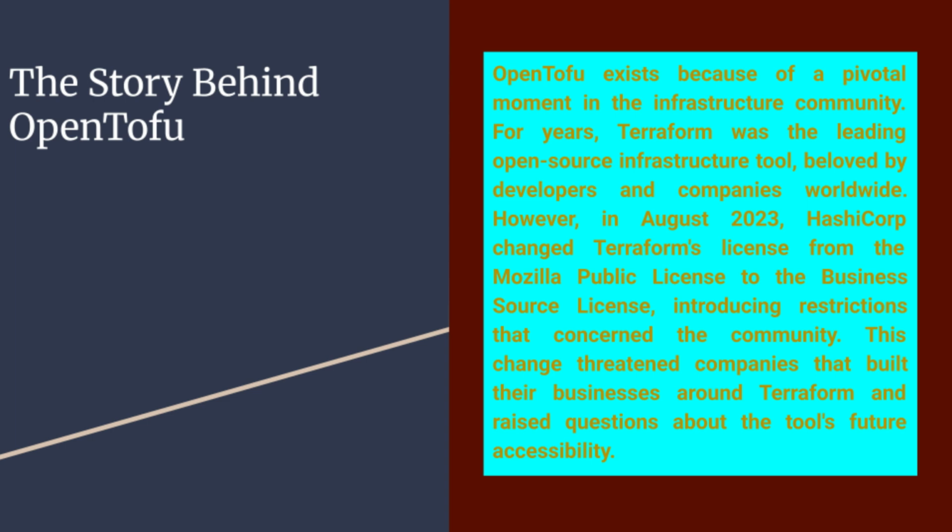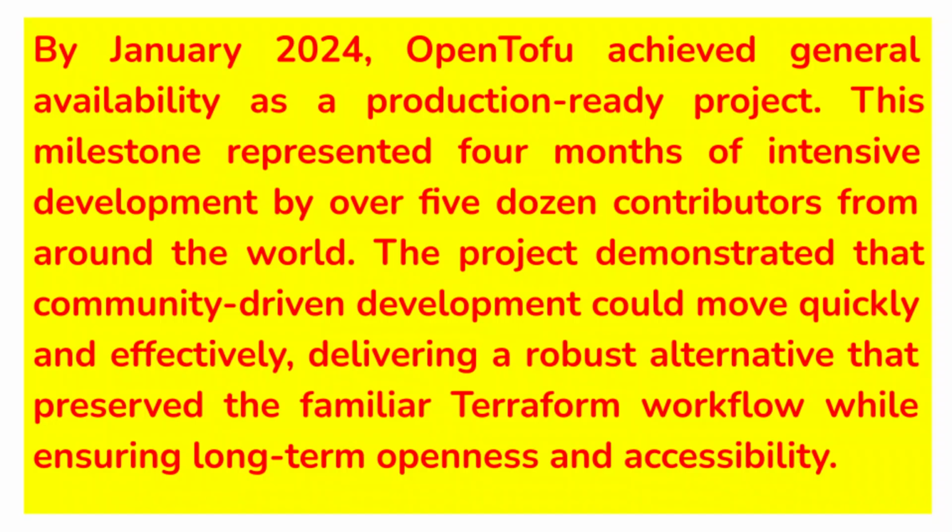The community responded quickly. Within just 1 month, a group of companies including Gruntwork, Spacelift, and others announced that they were creating a fork of Terraform, essentially copying the open source code to create a new project. By September 2023, this fork was named OpenTofu and placed under the Linux Foundation's protection. By January 2024, OpenTofu was officially ready for production use. This wasn't just a technical decision, it was a statement about keeping infrastructure tools truly open and community controlled.